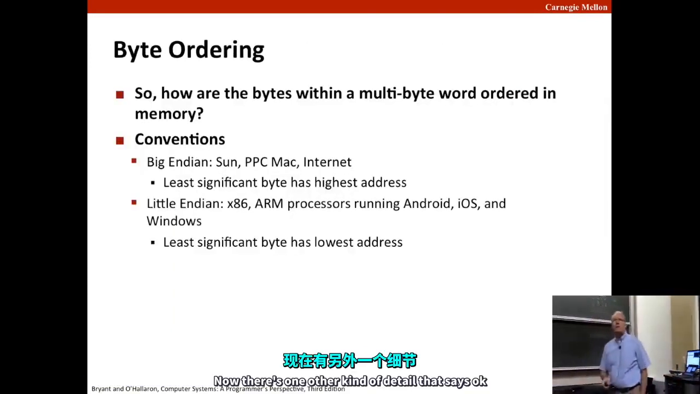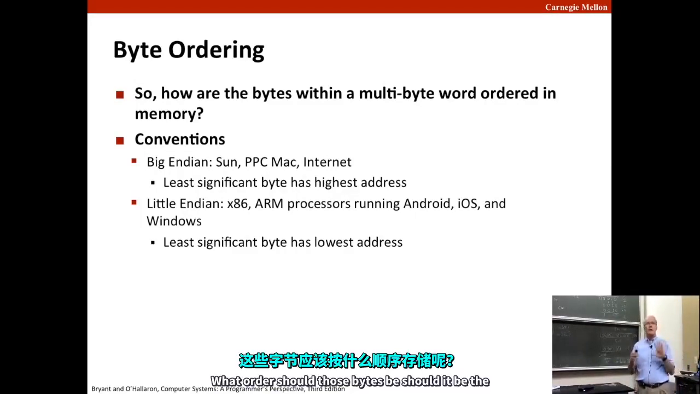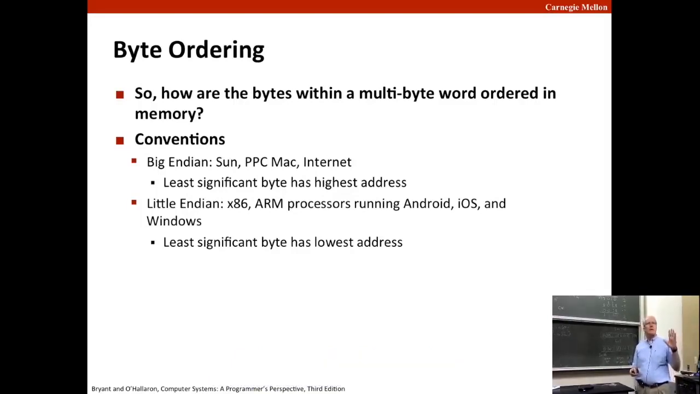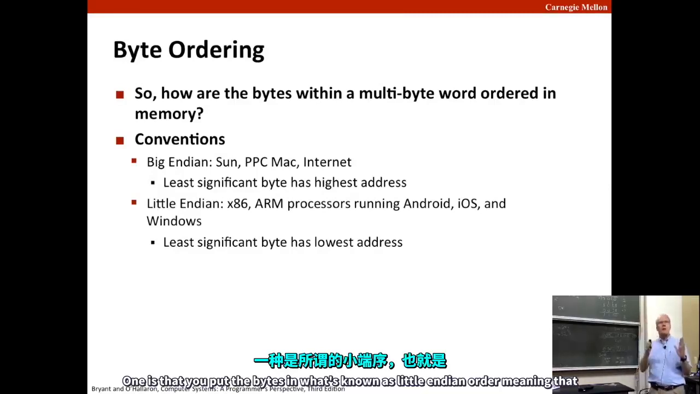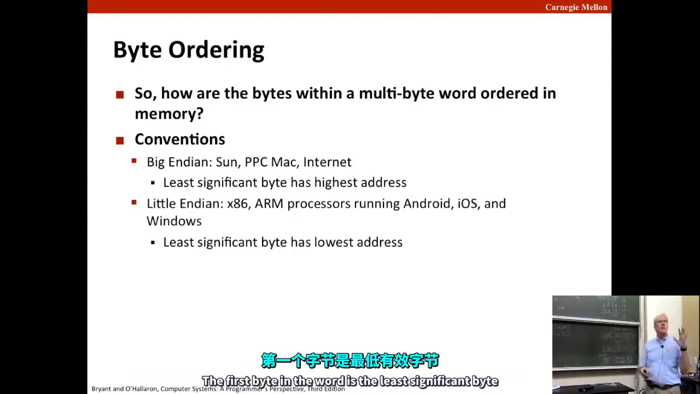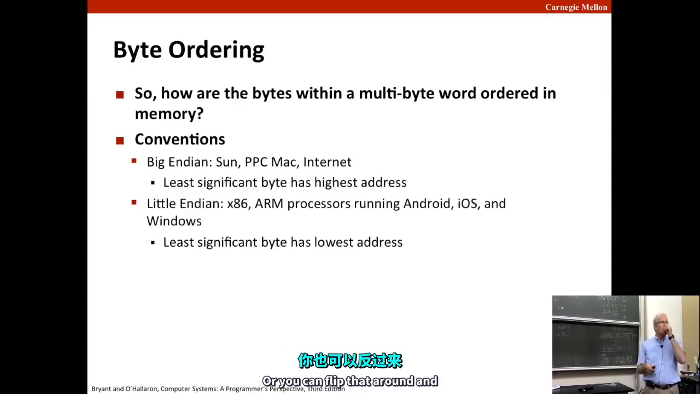Now there's one other detail: if a word has multiple bytes in it, what order should those bytes be in? And there's two basic ways this could go. One is that you put the bytes in what's known as Little Endian order, meaning that the first byte in the word is the least significant byte, and then the next, and then the next, and the final byte in the word is the most significant. Or you can flip that around.